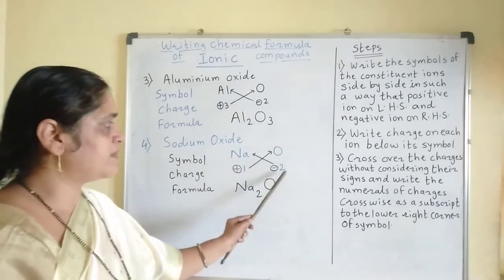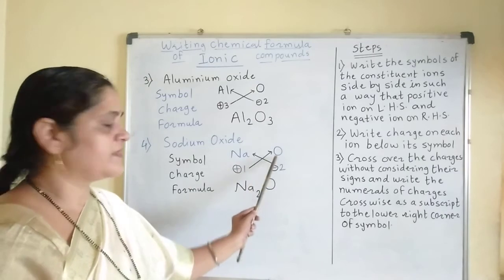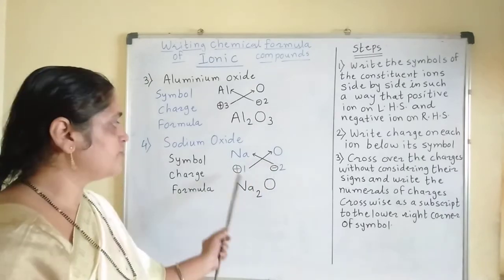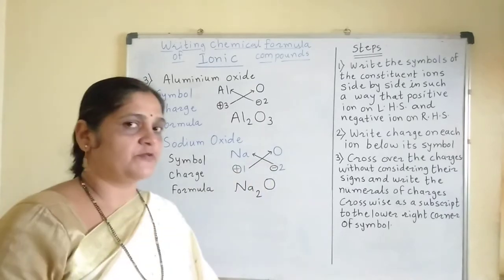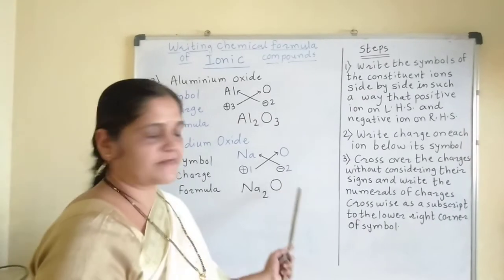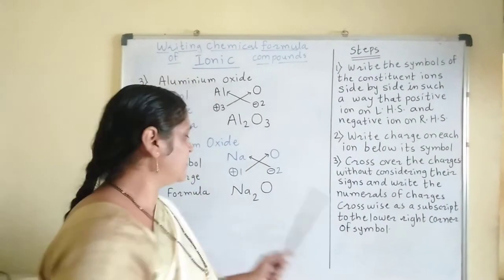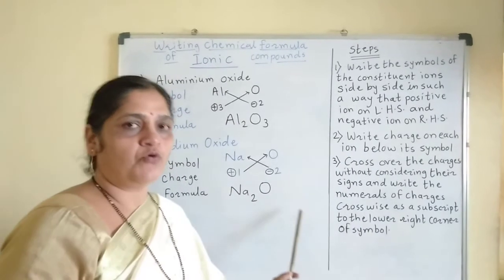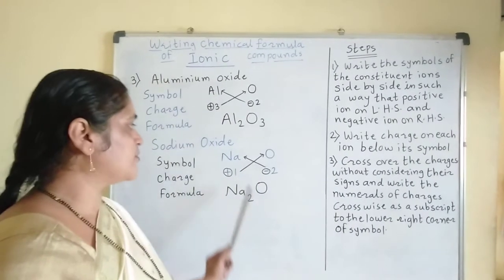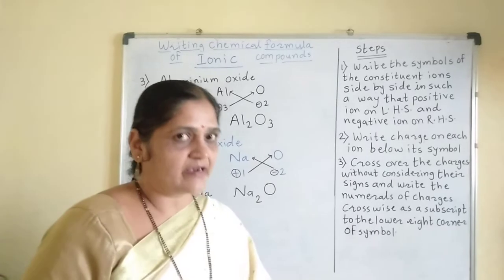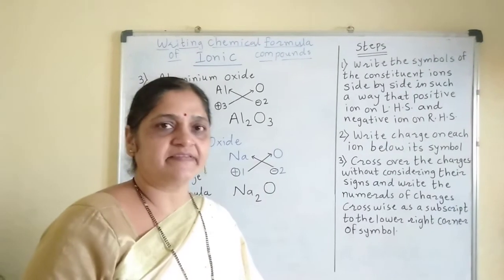So sodium is multiplied with 2 and oxygen is multiplied with 1. Therefore sodium has subscript 2 and oxygen has subscript 1. Subscript 1 we are not writing, and therefore the formula will become Na2O. In this way we have got sodium oxide. Again we are taking more examples, student.